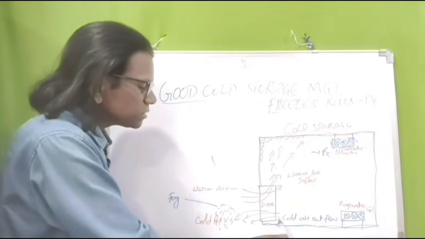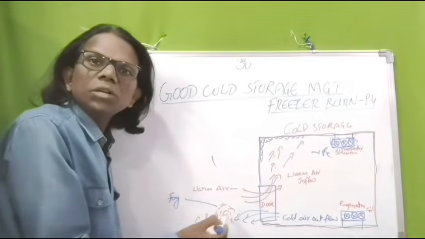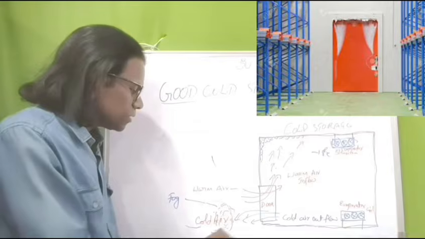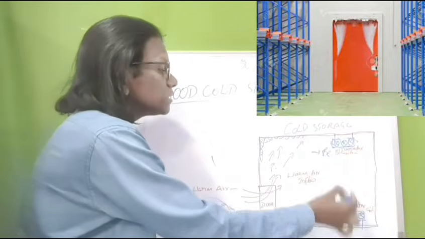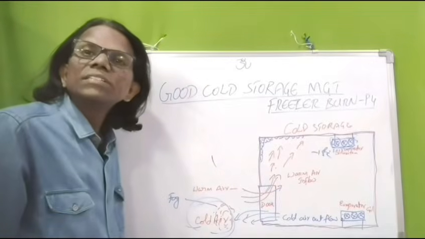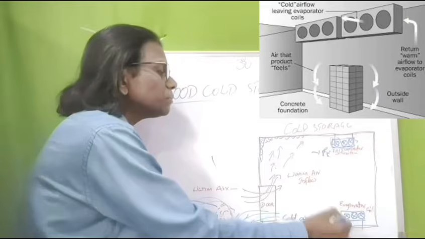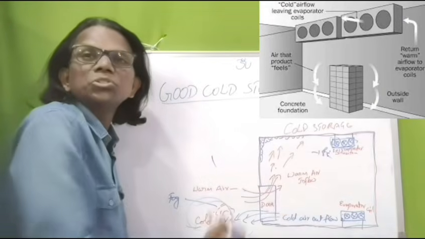So cold air always comes down and comes out. So at the opening door of the cold storage, you can find the fog or mist. So this is how the cold store mechanism works. And the blower's velocity, the speed of the air, also will influence the dehydration of the product. The velocity also should match the dimensions and design of the cold storage.